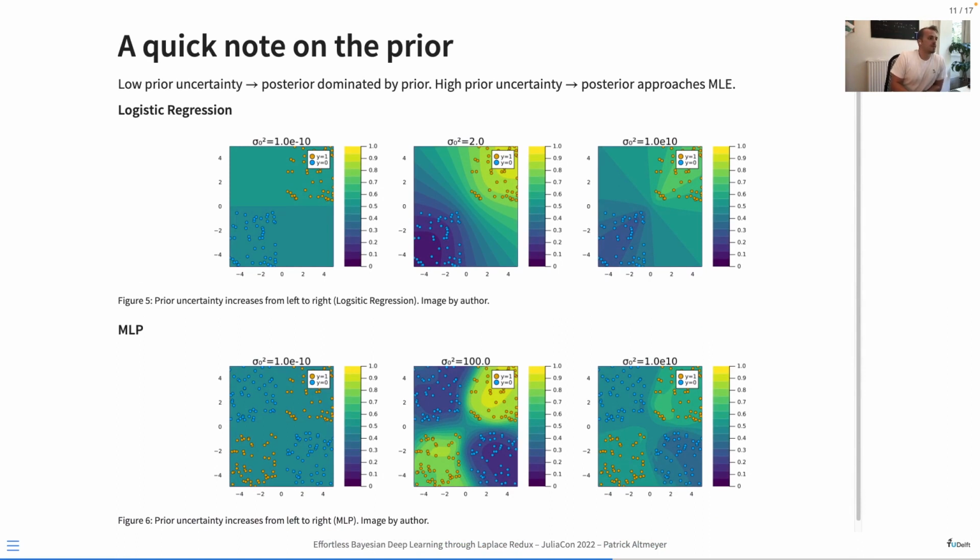Just a very quick note on the prior. Our prior assumption about the parameters and how uncertain we are around that prior obviously has an impact on the final posterior. We can see this here nicely: if we assume zero uncertainty around the prior, that all weights are zero, then that will be reflected in the predictions. They will all be pretty close to 50% in the classification setting.